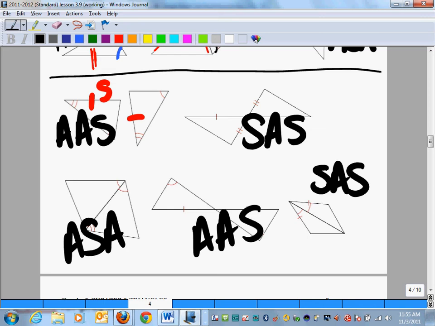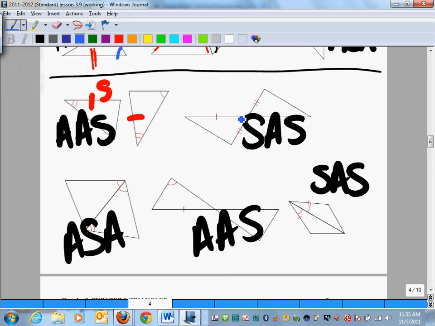The second one, we had a pair of vertical angles. Now you have an angle and angle and side, because the side is not between the angles, it's a tail. All right, turn the page. I can explain. Take a look up here. I'll be happy to explain all of these.